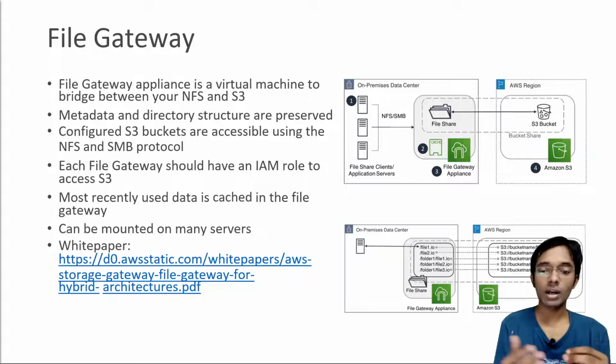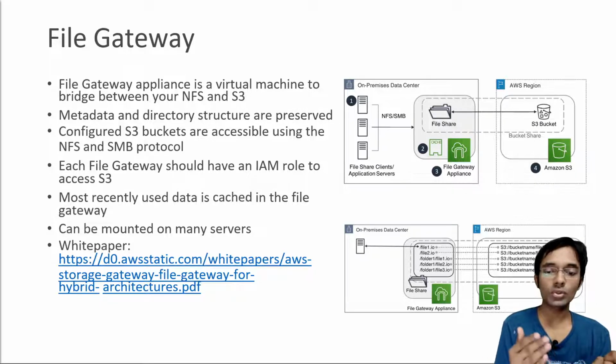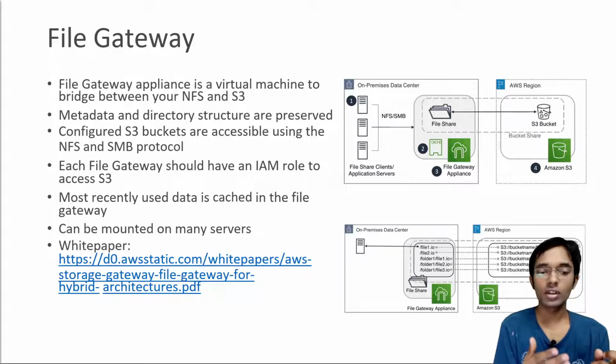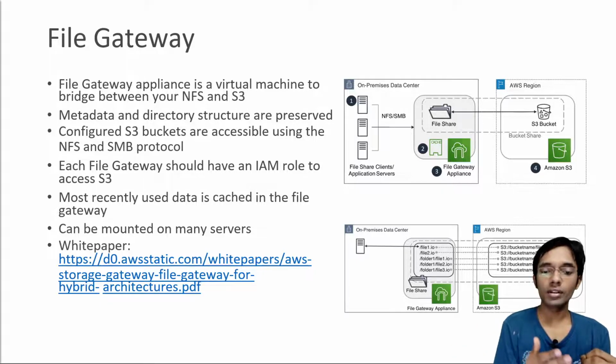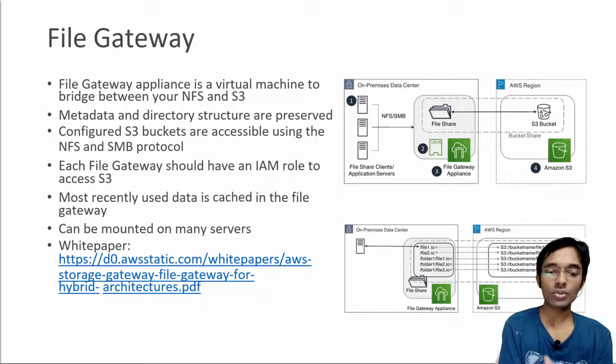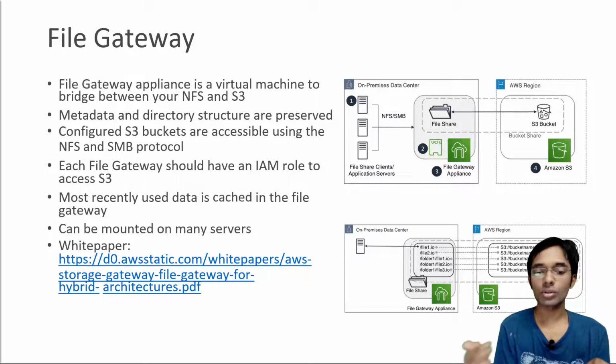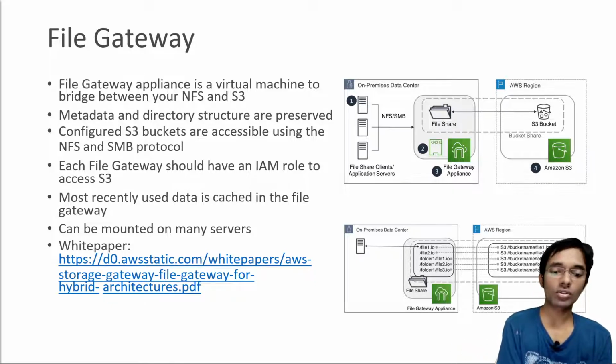Let's have an example here. On your on-premise data center, you are going to create a file gateway appliance. This is a virtual machine, and it's going to open up a file share in the form of the NFS network file system and SMB protocol, and your servers are going to connect to that file share. In the backend, your file gateway appliance is going to translate that into storing information onto an S3 bucket in your AWS cloud.